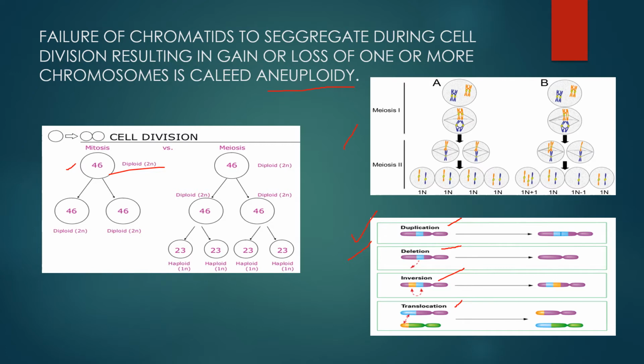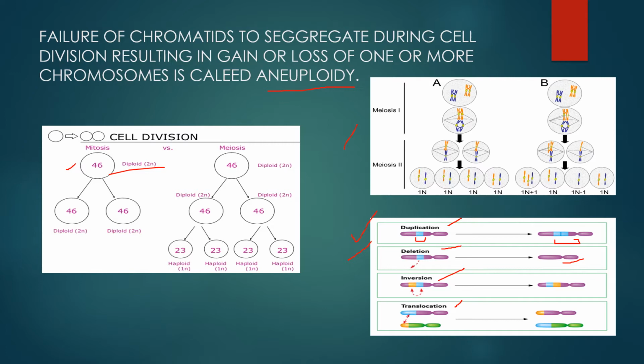In duplication, a part of the chromosome will be duplicated. Here you can see only a blue part, and this part is getting duplicated, so you can see two blue regions. This is duplication. Next, deletion. A part of the chromosome will be deleted. In this case, the blue part is no longer there. It got deleted. A segment is deleted.